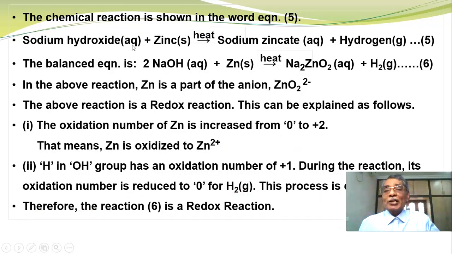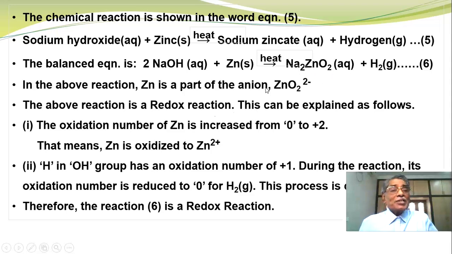Sodium hydroxide aqueous plus zinc solid, on heating (it's very important), gives rise to sodium zincate aqueous plus hydrogen gas. The balanced equation is 2NaOH aqueous plus Zn, on heating, gives rise to Na2ZnO2 aqueous plus H2. Very interesting here: in this reaction, zinc is a part of the anion, that is ZnO2 2 minus. Here you see, it is a part of the anion.